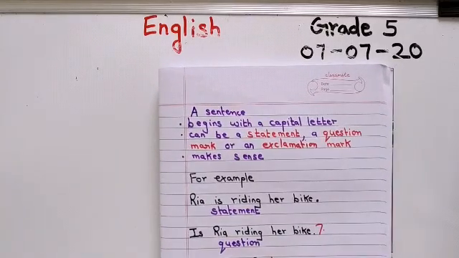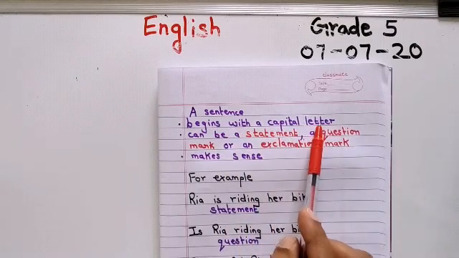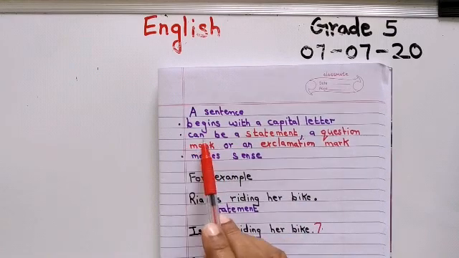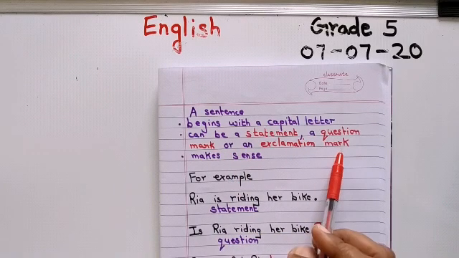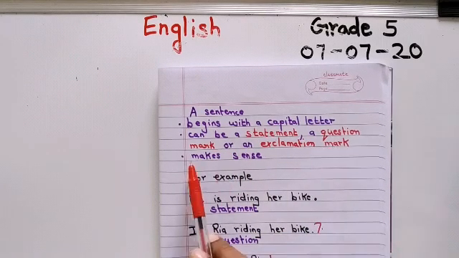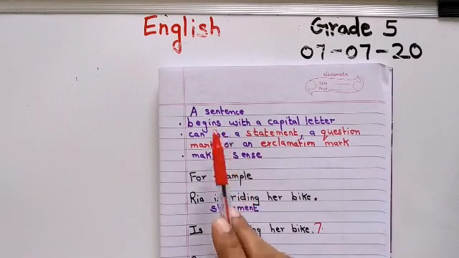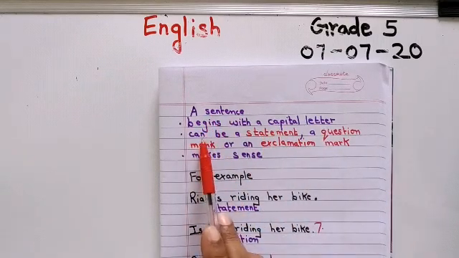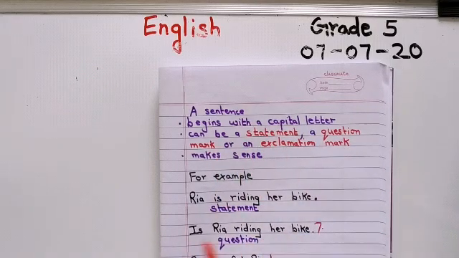Now take a look here, children. A sentence begins with a capital letter. What most of you are thinking, you're right. A sentence can be a statement, a question, or an exclamation. And a sentence makes sense. Now this is simple, children. We all know a sentence begins with a capital letter. What do I mean by this? A sentence can be a statement, a question, or an exclamation.